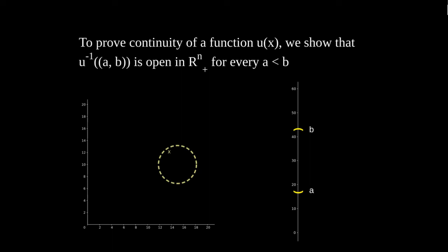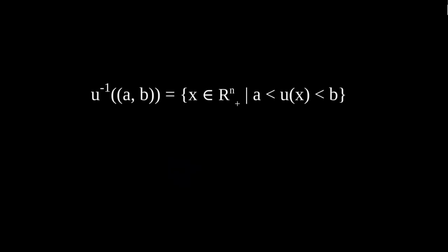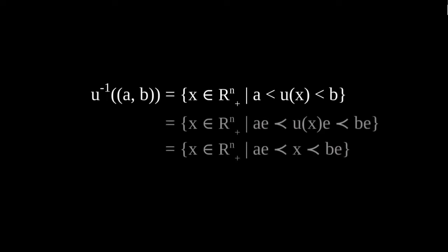To prove a function is continuous, we show that the inverse image of every open set is open in R and positive. It is equivalent to show that the U inverse of an open set A to B for every A and B is open. To express what's shown in the diagram algebraically, here's what it looks like. Consumption bundle X is an inverse image of U, given that Ux is between an open interval A and B.